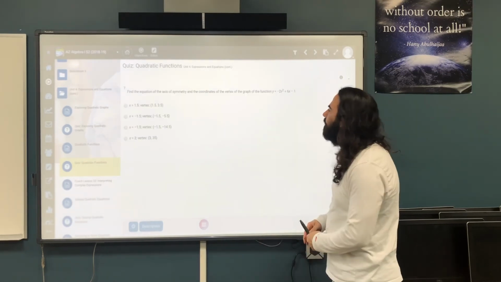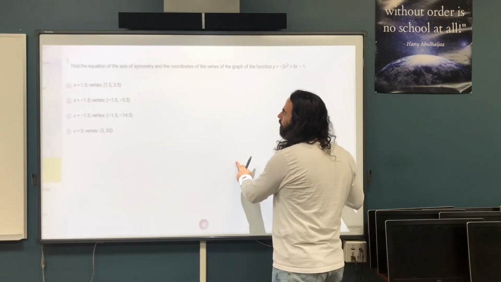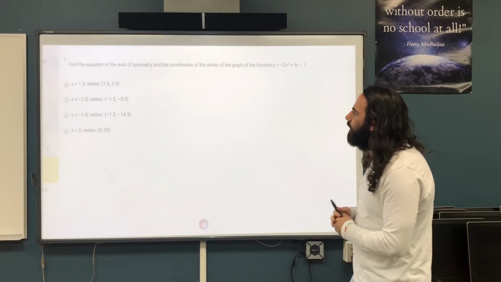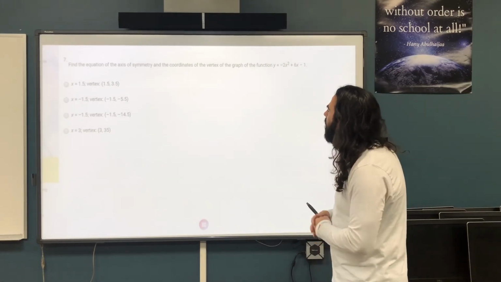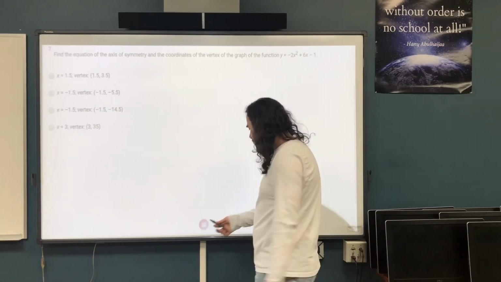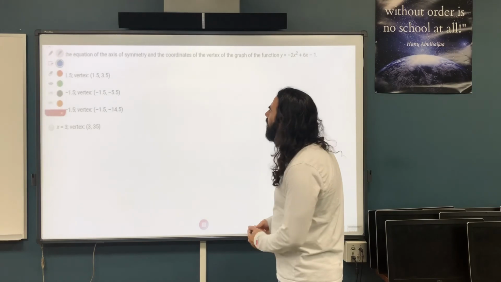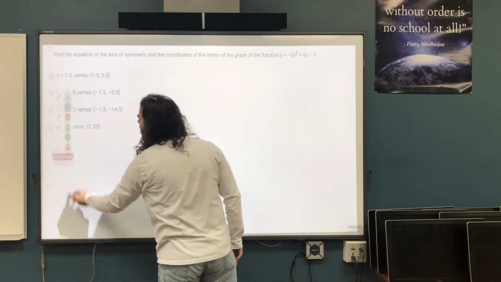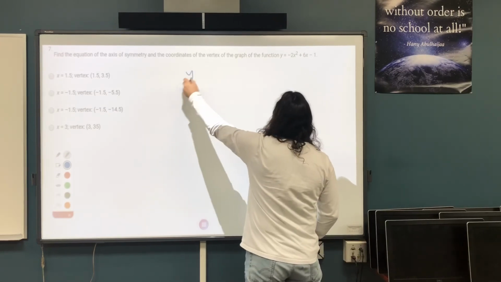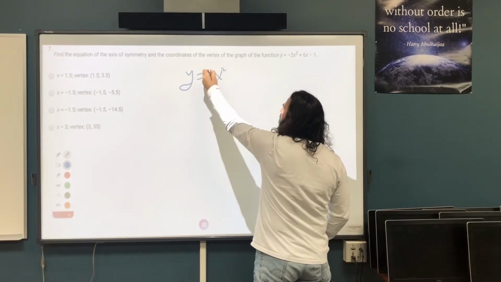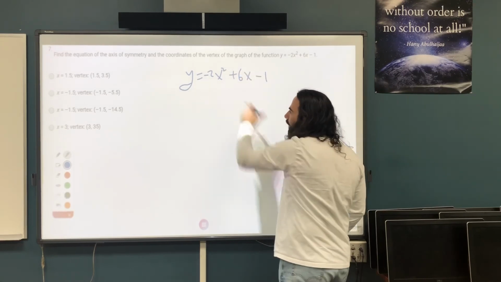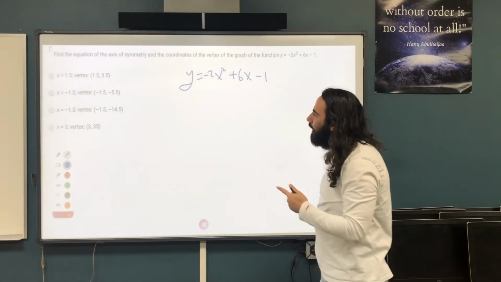Question 7. The same thing, guys. Find the equation of the axis of symmetry and the coordinates of the vertex of the graph of the function. So I'll zoom in as much as I can. Now, guys, we solved one of these questions, so I'm just going to go fast. We have y equals negative 2x squared plus 6x minus 1. This is my function. I need to find the axis of symmetry.